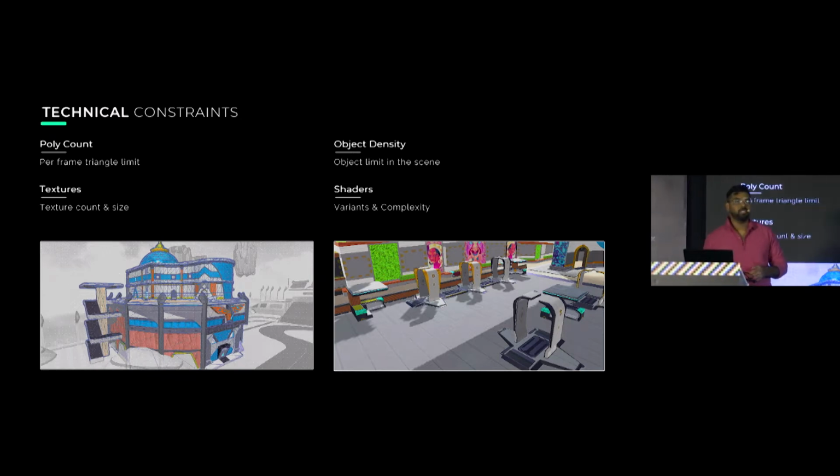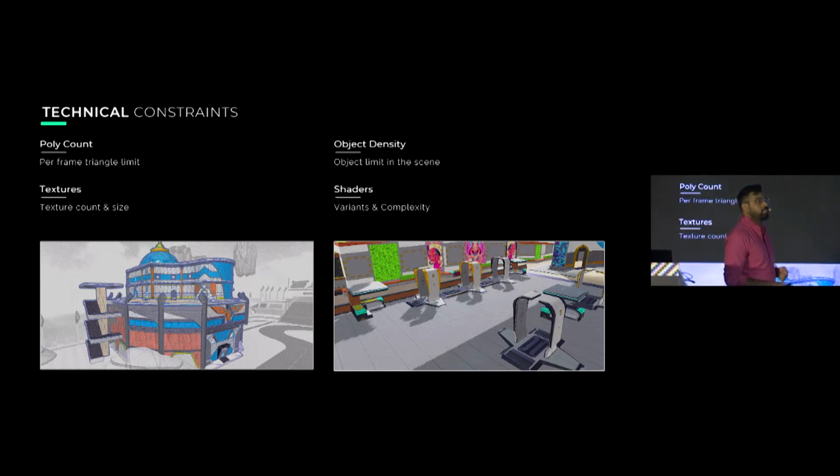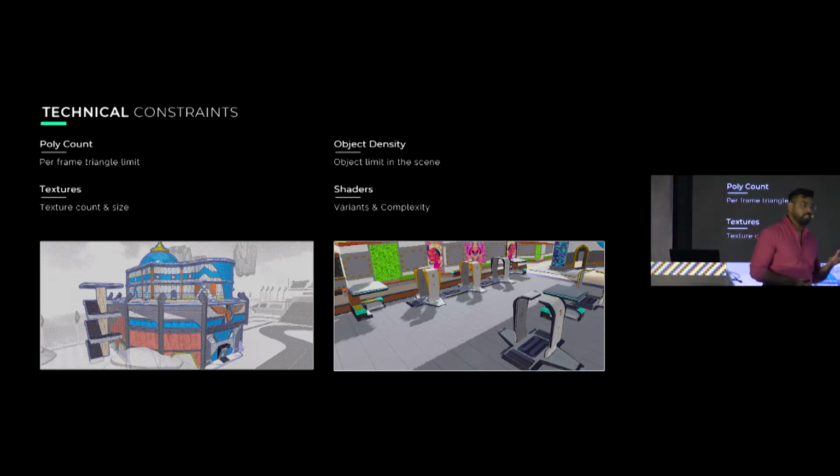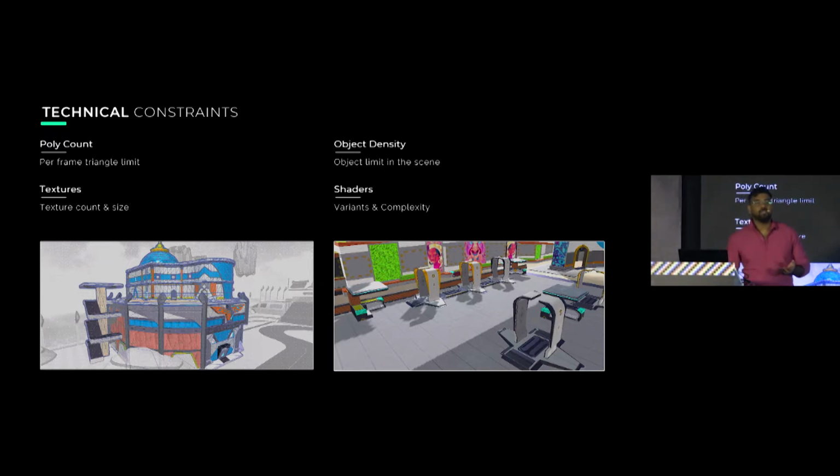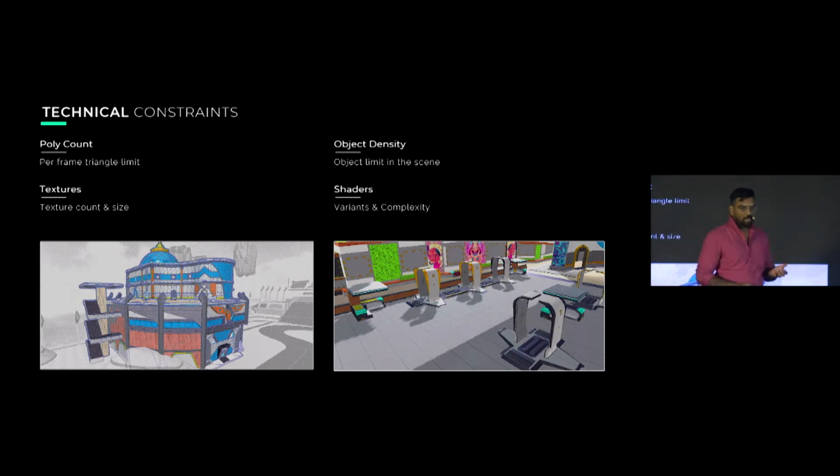Next is shaders. Shaders are essentially the base of your game. These are the components that will be rendering all of your objects, all of your textures, all of your materials inside the game. So having a complex shader will give you the liberty to have any kind of art style at the cost of your performance.